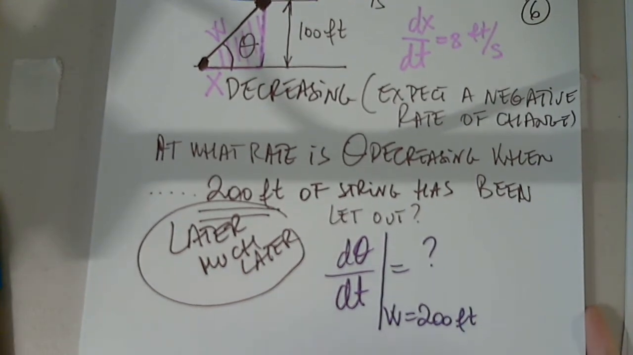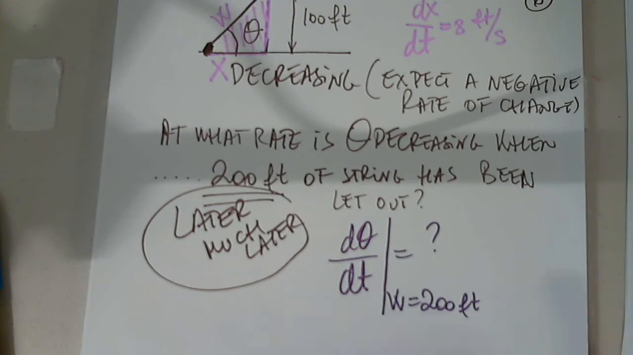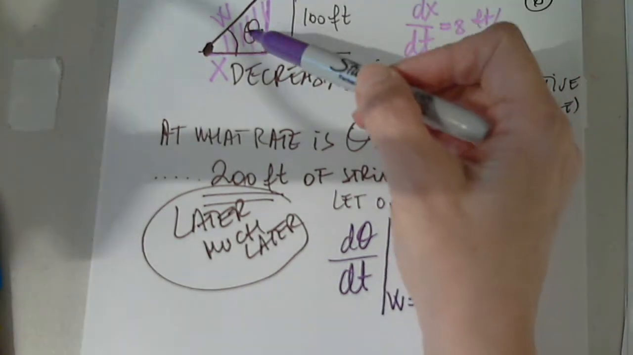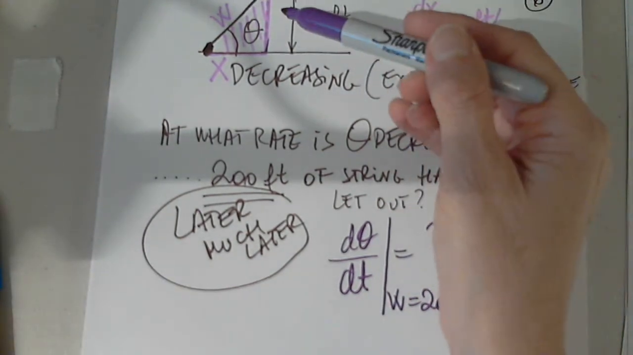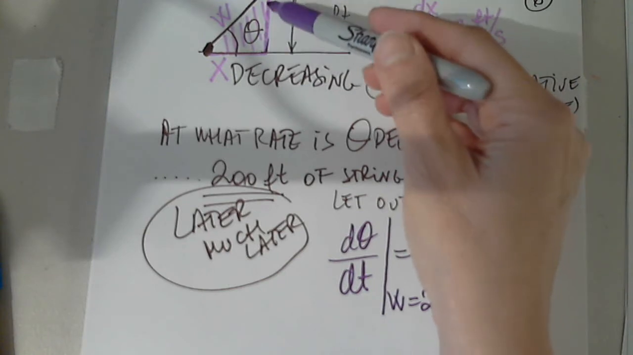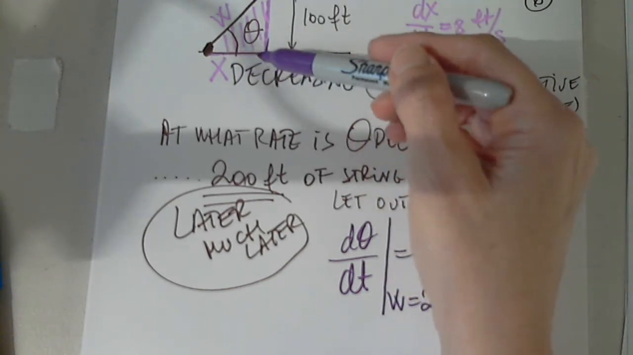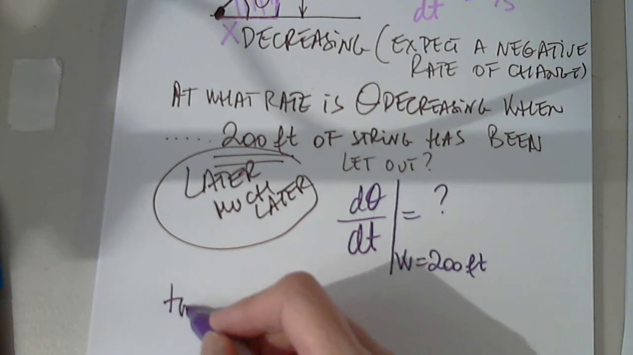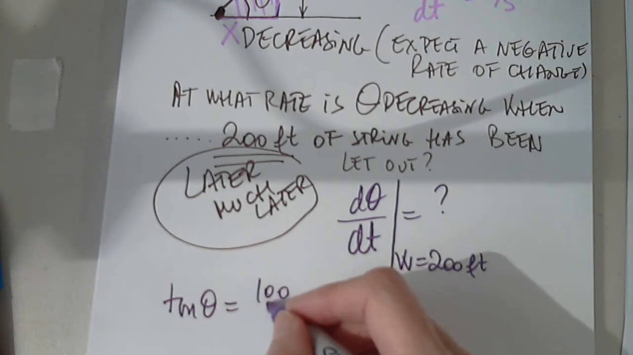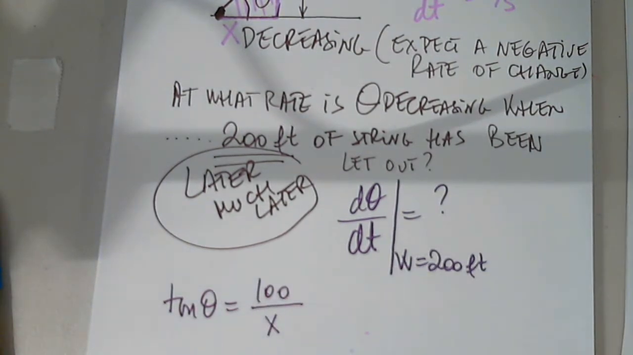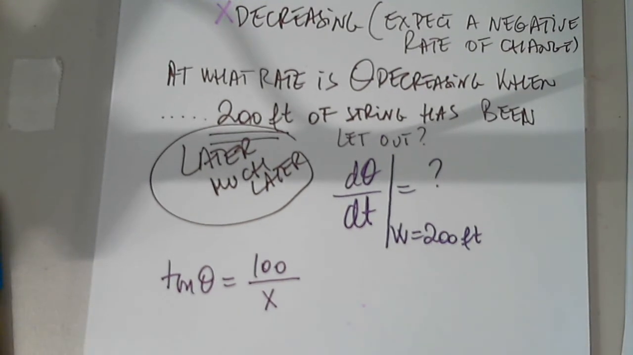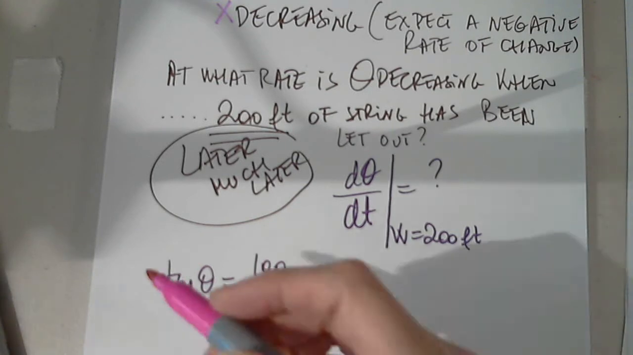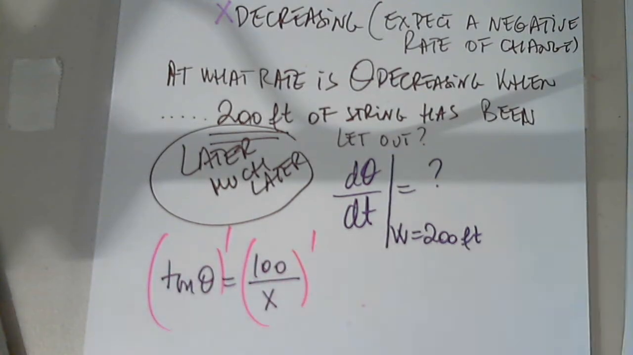A trig function indeed. It could be that I don't have to involve W because I still have to involve W somehow, but I could use tangent, which is the opposite over the adjacent. So I could write tangent theta equals 100 divided by X. I will differentiate implicitly. I differentiate the left, and I differentiate the right.